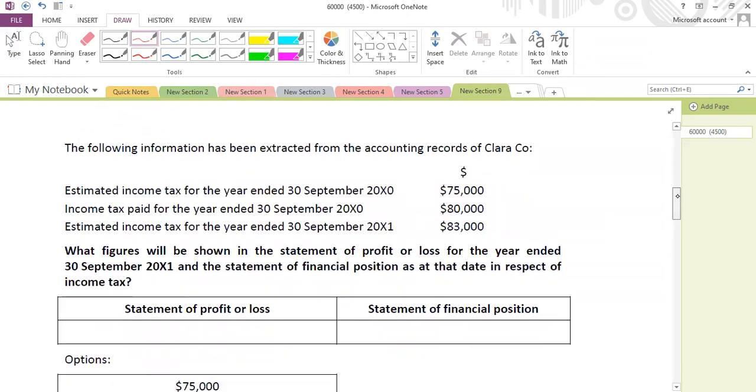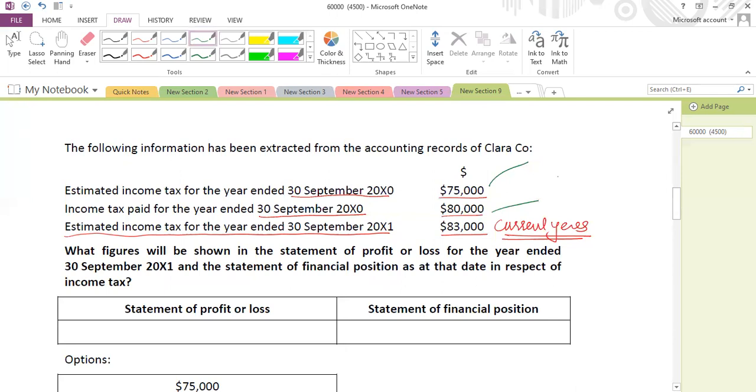Next is estimated income tax for the year end is 75,000. Income tax paid for the year ended 30th September 80,000, and estimated income tax for the year ended 201 83,000. So this is the current year estimate. It will go as an expense and a liability, but we have last year information that previous year there was an estimate of 75,000, but tax paid was more than that.